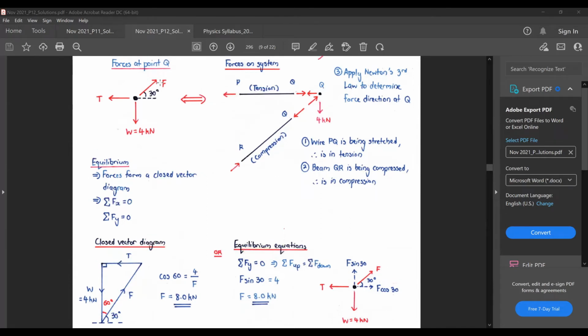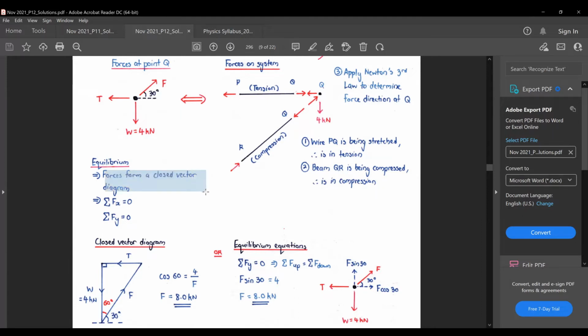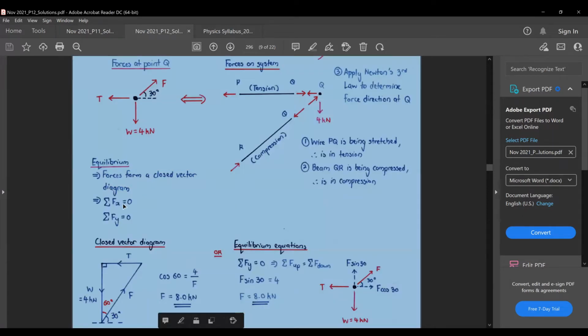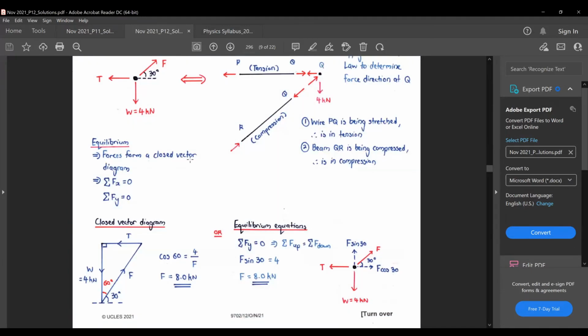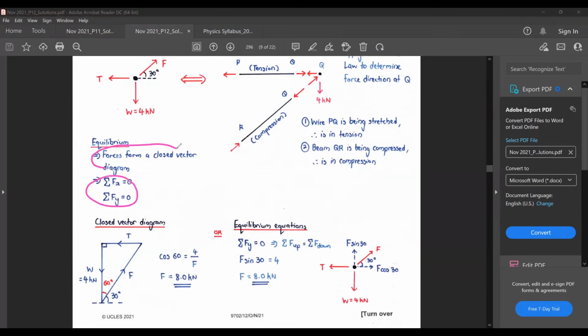Now we know that when your objects are in equilibrium, the forces will form a closed vector diagram, or rather, the sum of horizontal forces will be 0 and the sum of vertical forces will be 0. Either of these two pieces of information will allow you to solve the question. So if I just make use of the fact that forces form a closed vector diagram, I already know that the forces acting on point Q are these three forces. These three forces will form a closed vector diagram. So specifically, when they form a closed vector diagram, it looks like this.